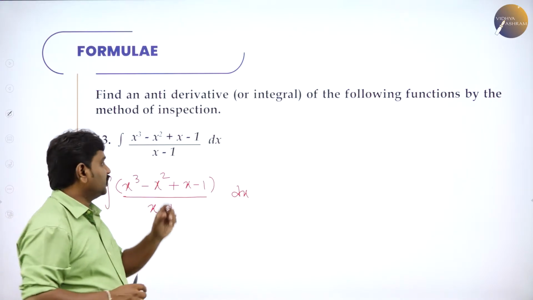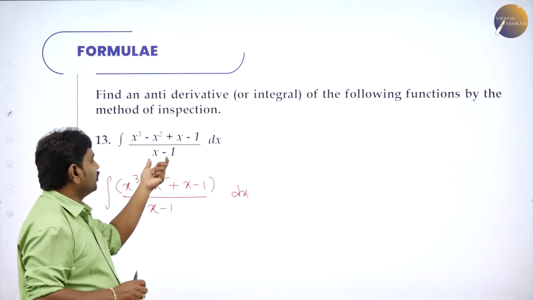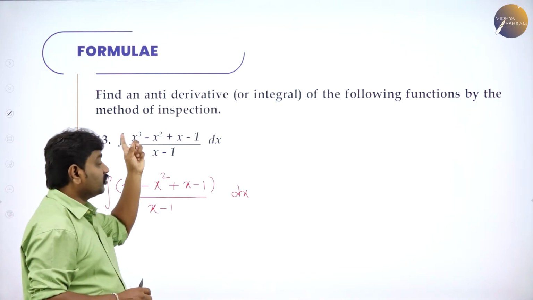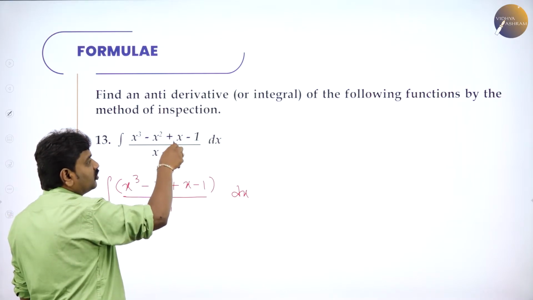The reason is very simple. Here we have two terms. So use your brains. What is the denominator? x minus 1. Try to get x minus 1 in the numerator. Already you have x minus 1 here. Here x minus 1 is visible.